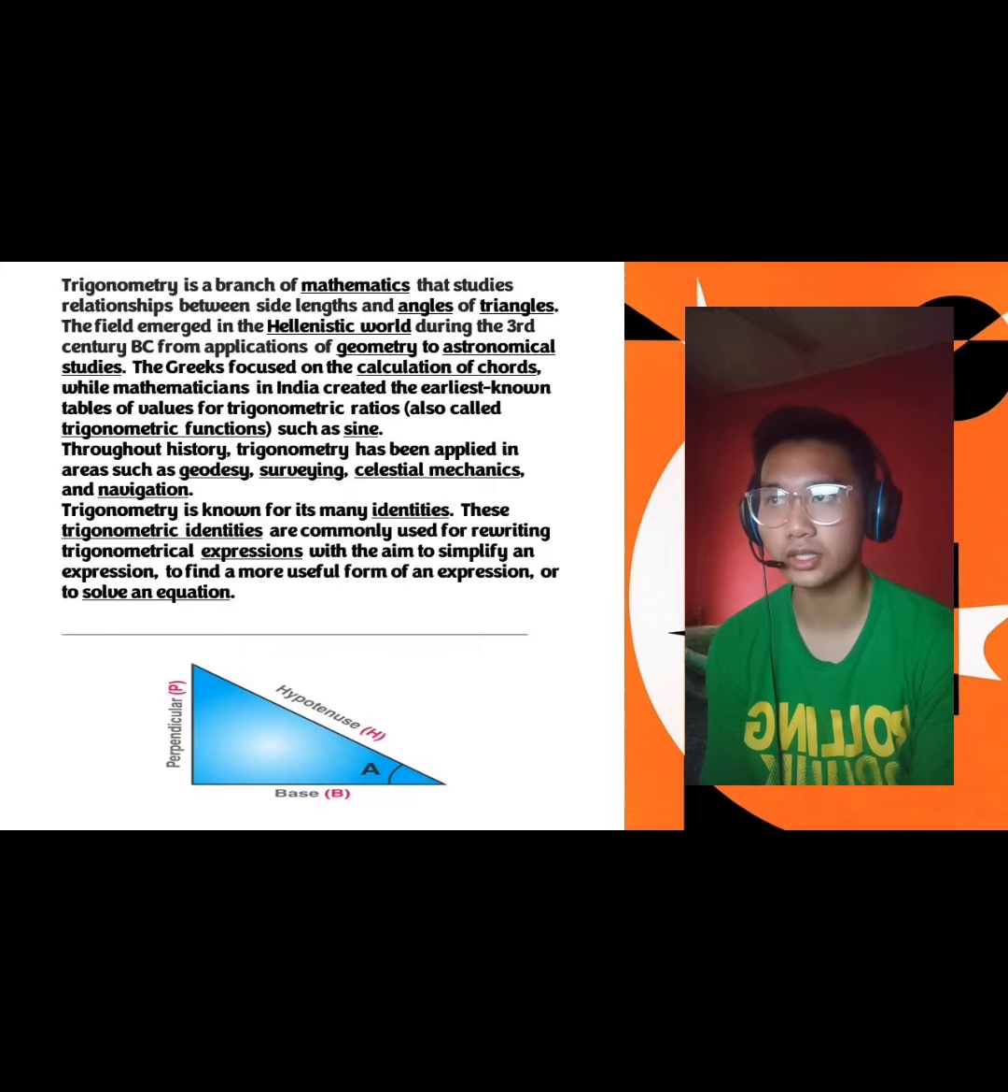Throughout history, trigonometry has been applied in areas such as geodesy, surveying, celestial mechanics, and navigation. Trigonometry is known for its many identities. These trigonometric identities are commonly used for writing trigonometrical expressions with the aim to simplify an expression, to find a more useful form of an expression, or to solve an equation.